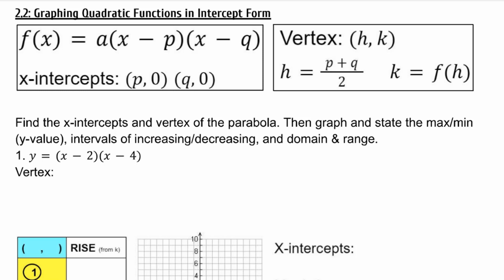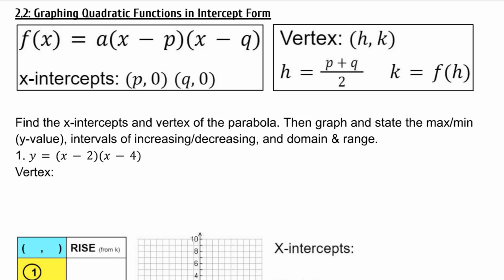Instead of calling it the x part of the vertex and the y part of the vertex, I still like to use the terms h and k, even though h and k are not in intercept form. There's not a literal h or k in here. Our first example will be to find the x-intercepts and vertex of the parabola. Then we'll graph, state the max or min, which would be the y value, state the intervals of increasing and decreasing, and the domain and range.